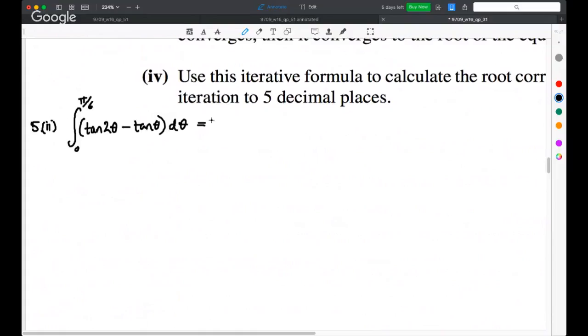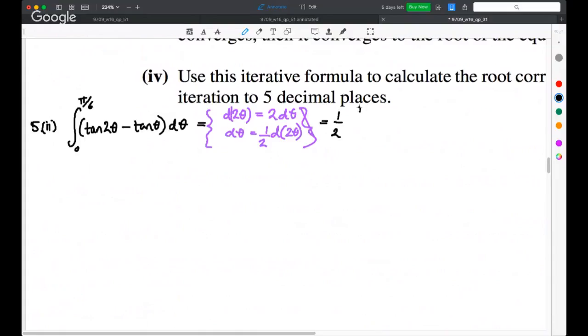Now in the first one, I'm going to change variables. So I'm going to change variables for the very first one to 2 theta. So I want something that's like d2 theta. Well, d of 2 theta is just 2 d theta. So d theta is 1/2 d2 theta. And you'll see what I mean if you have experience switching variables, but this is a fairly mundane one.